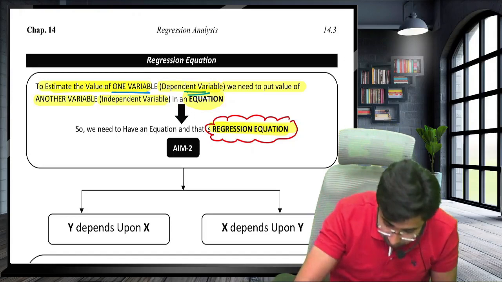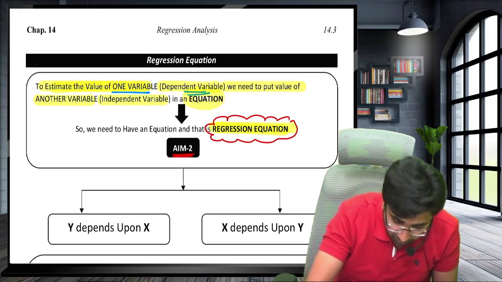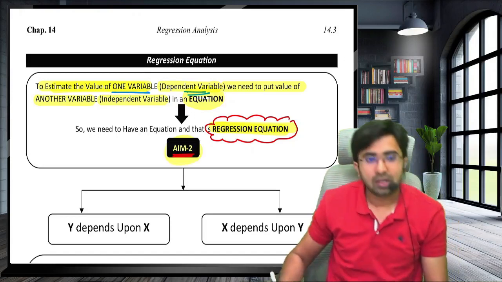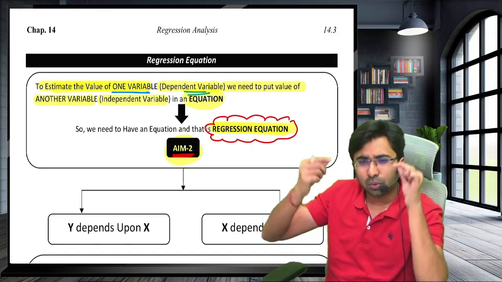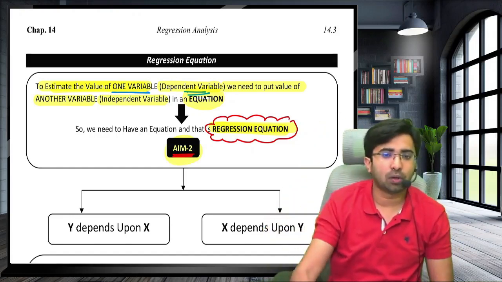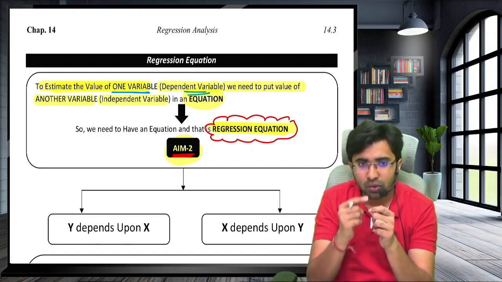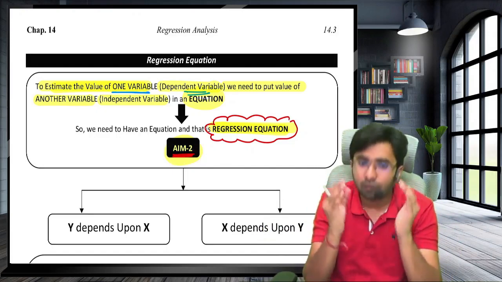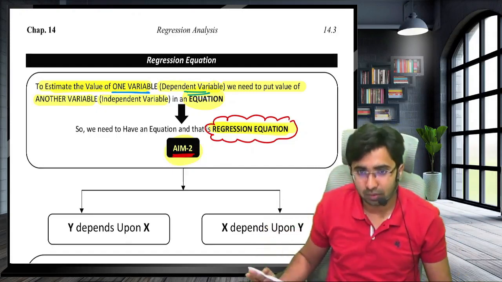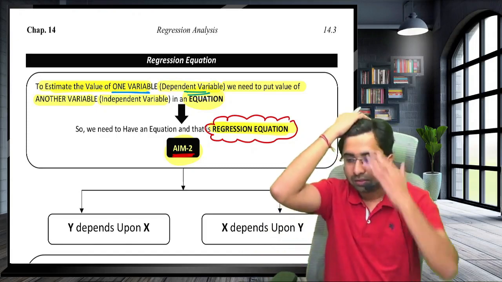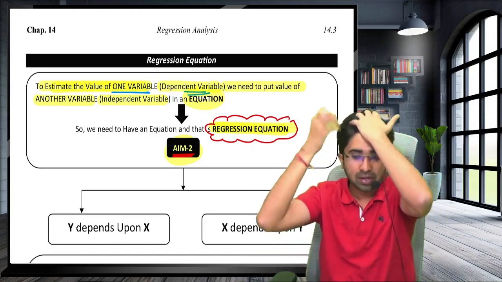Guys, here comes our next aim, that is aim number 2. Till now, I'm just trying to create the flow of the chapter in your mind. The way we are going to deal with this chapter, you will never forget this chapter in your entire life. This is my for sure promise. Just tell me this. Sir, can you ask that question once again? I am asking the question again.